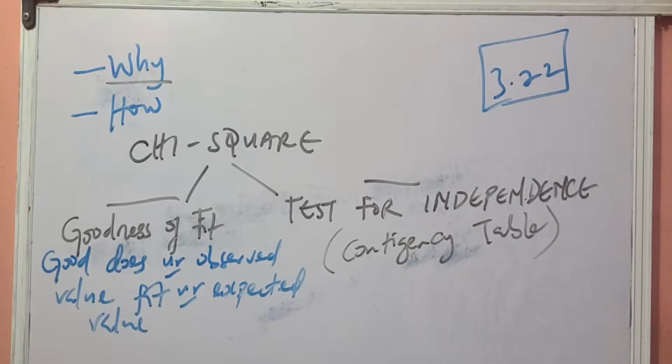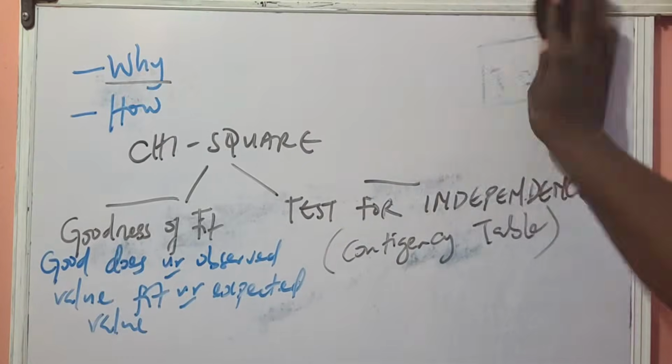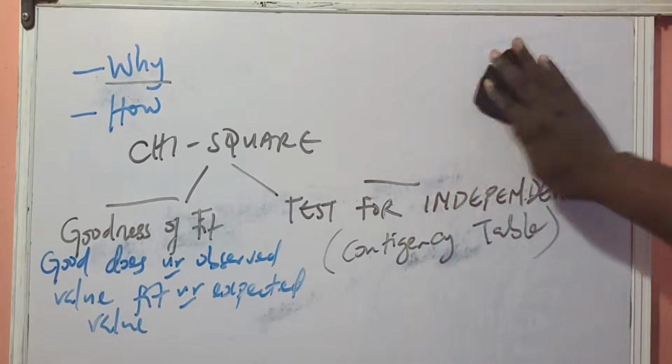One very important thing I want to say about the chi-square test statistic is this: if you recollect, when we were dealing with our Z testing, we always made use of what we call a bell-shaped distribution.